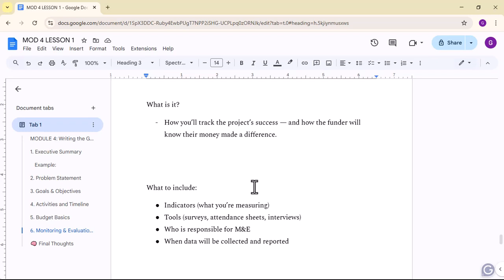Interviews. And also you want to include who is responsible for the M&E. A member of your team should be responsible for the M&E full time so that the report will reach the funders in time and they'll be able to know exactly what you've been working on. You also want to include when data will be collected and reported.